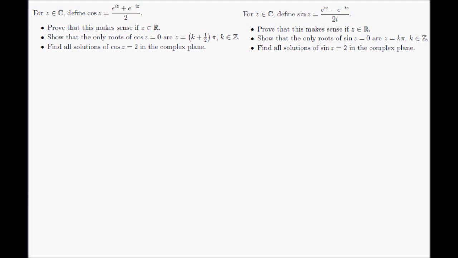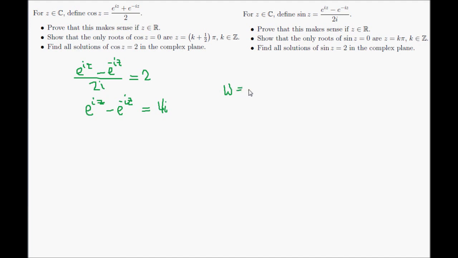We conclude this discussion about solving sine of z is equal to 2 in the complex plane. As with the case of cosine, this is patently impossible if z is a real number, but this is possible if z is permitted to be a complex number. So let's start solving. e to the iz minus e to the negative iz, divided by 2i, equals 2. So that gives us e to the iz minus e to the minus iz is equal to 4i.